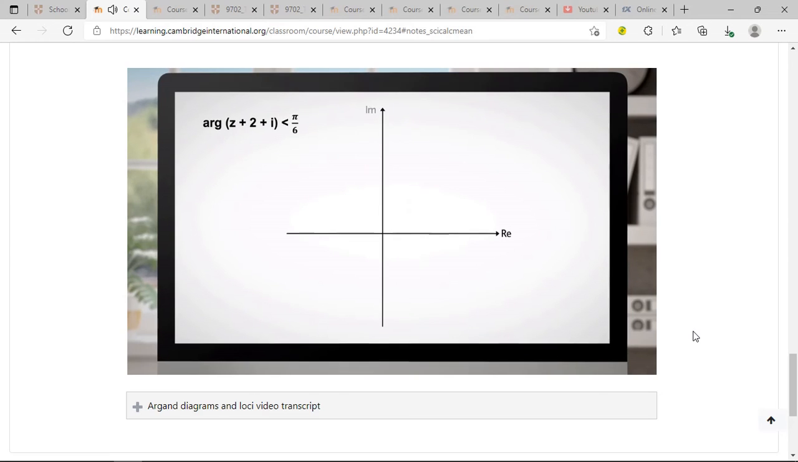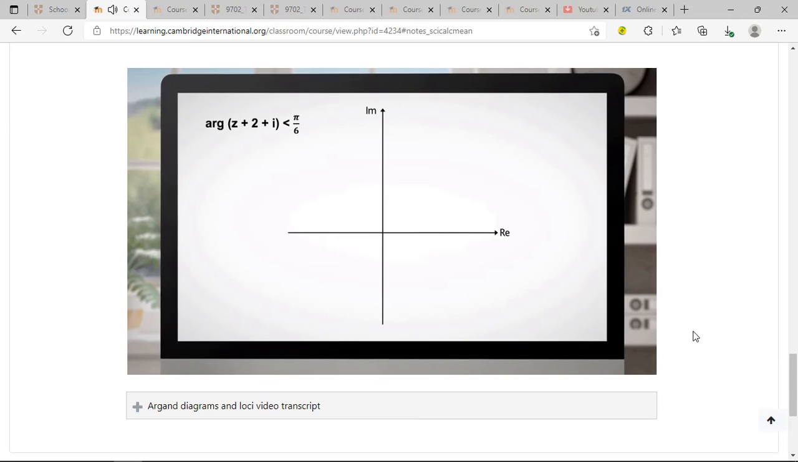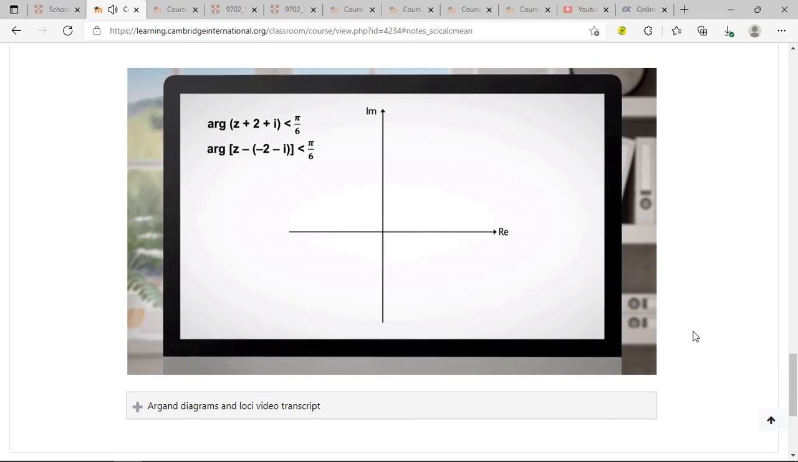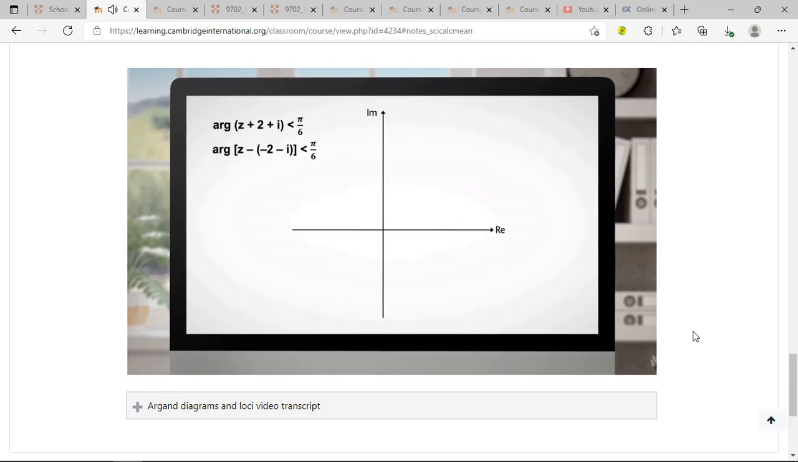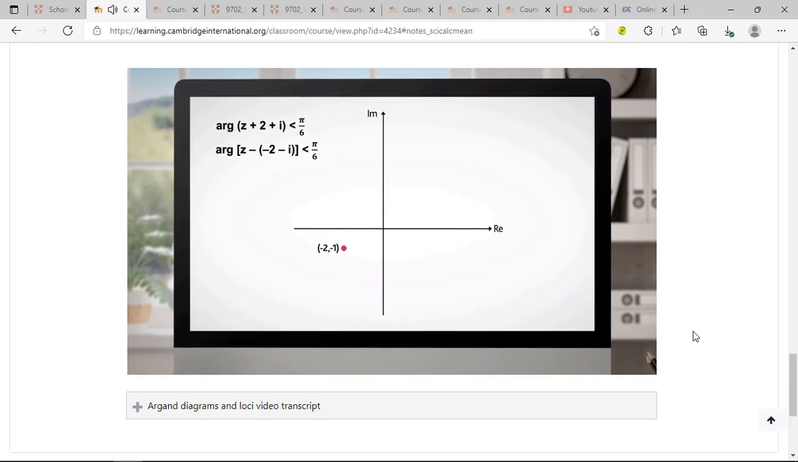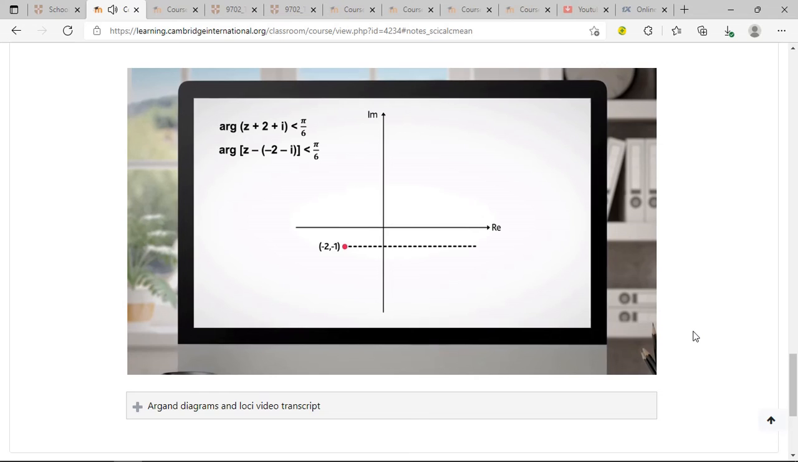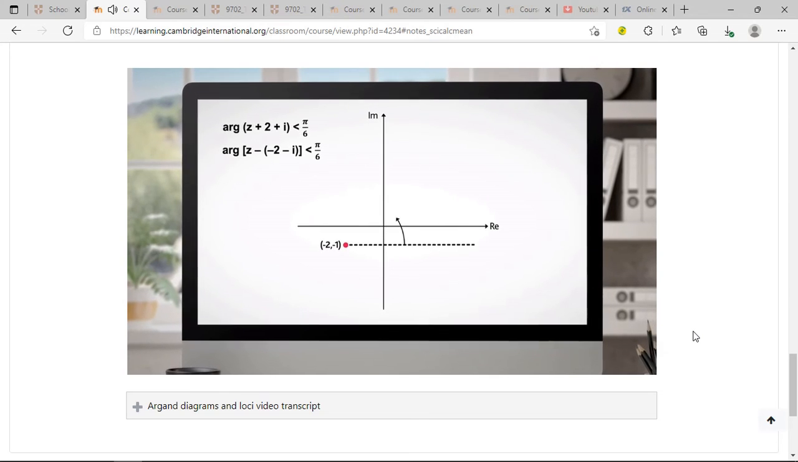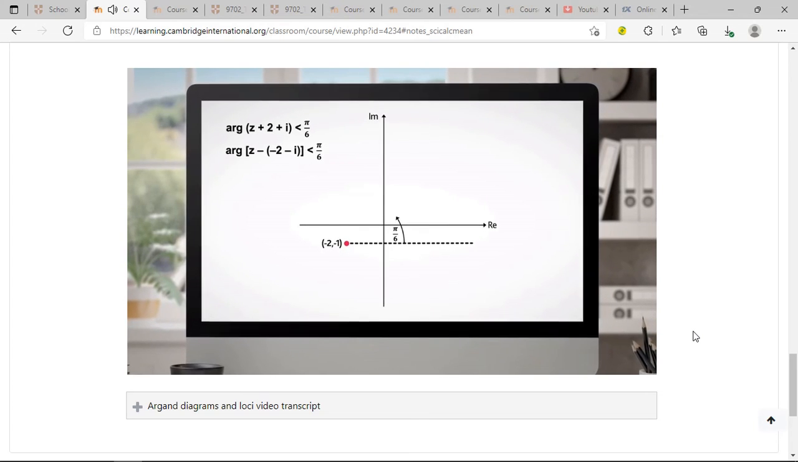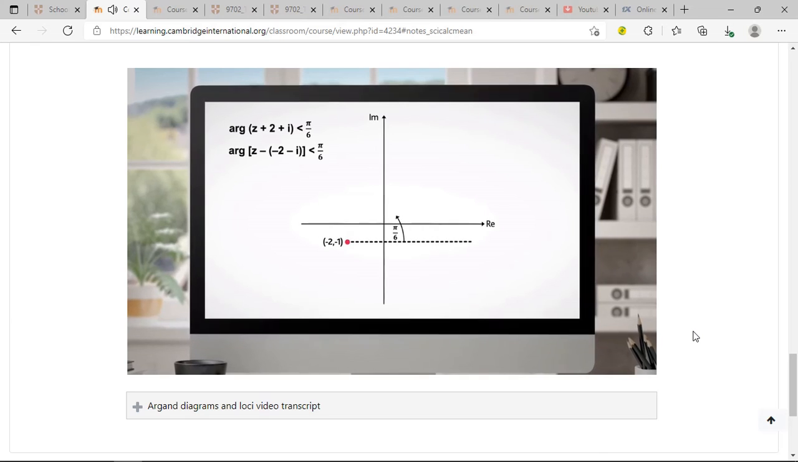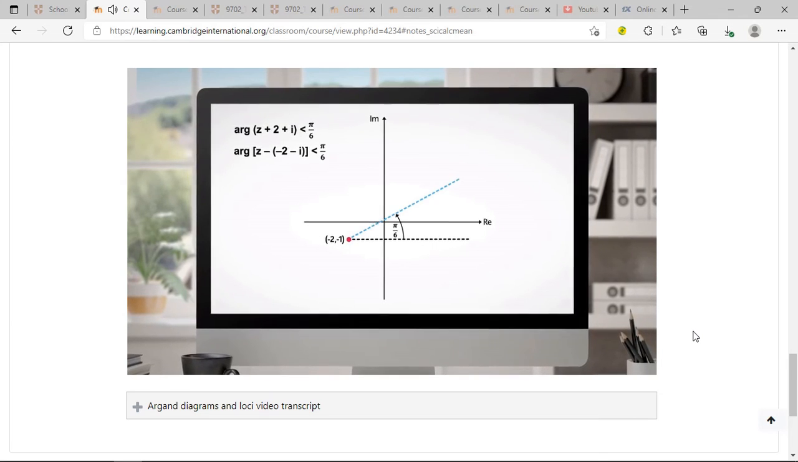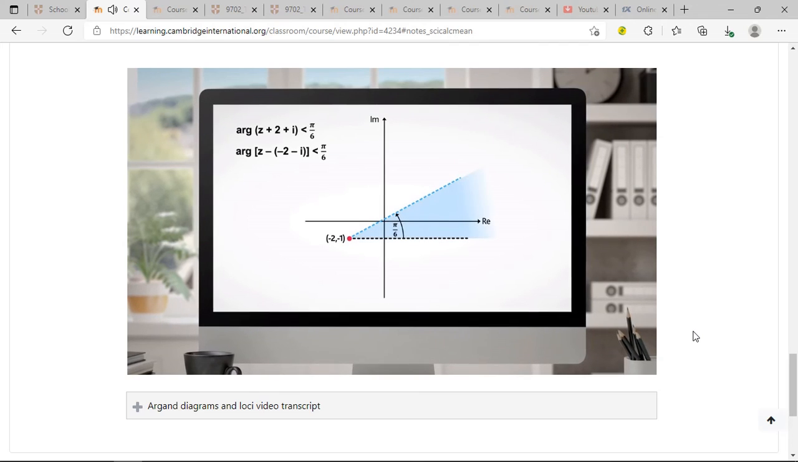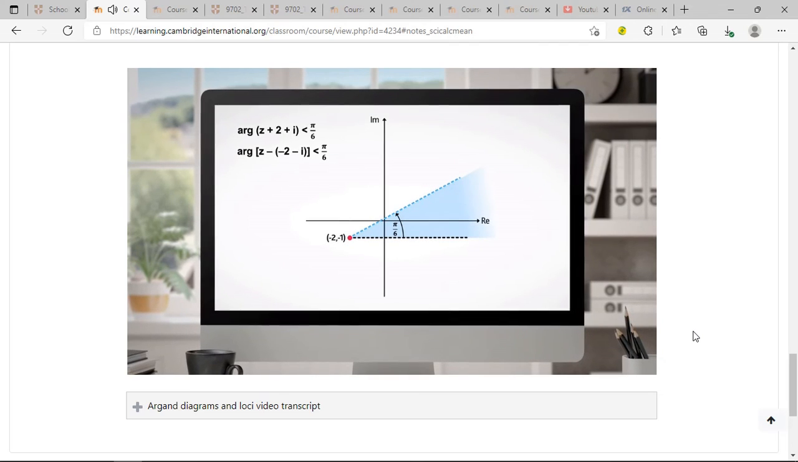Now let's think about how you could sketch inequalities for loci defined in terms of an argument. Again, you start by finding a point so that you can plot it on the Argand diagram. The point is (-2, -1). From the horizontal line starting at that point, you measure it at an angle of pi by 6. The inequality states that the argument must be less than pi by 6, so if you draw the half-line as a dotted line, then shade the region between the 2 dotted lines.